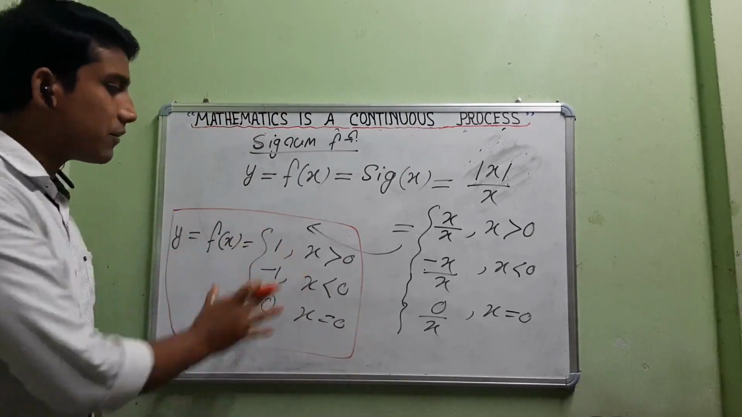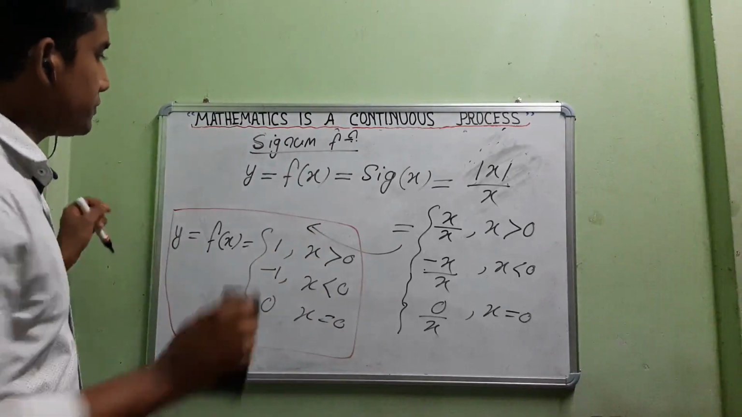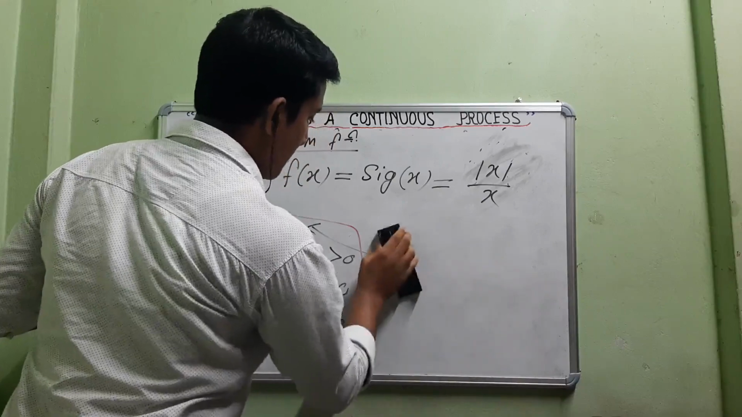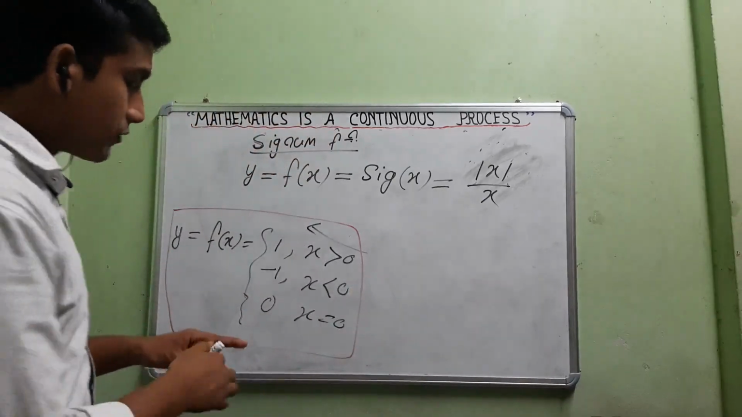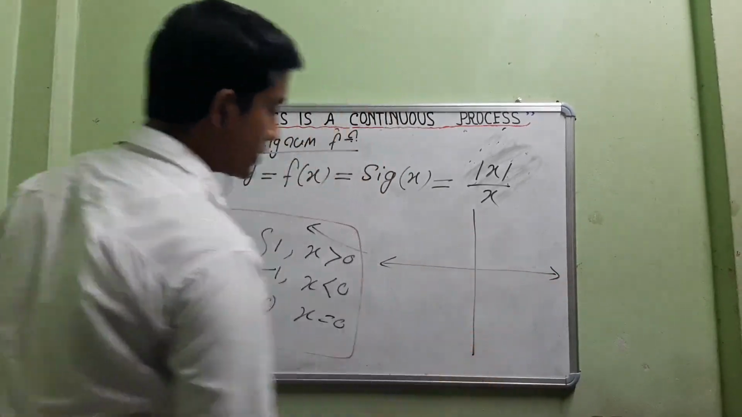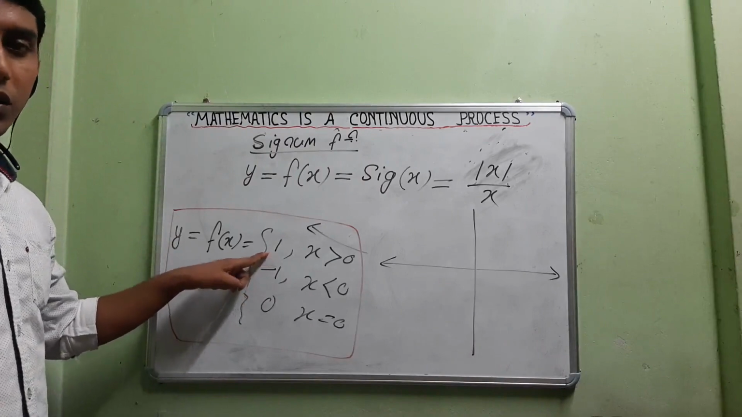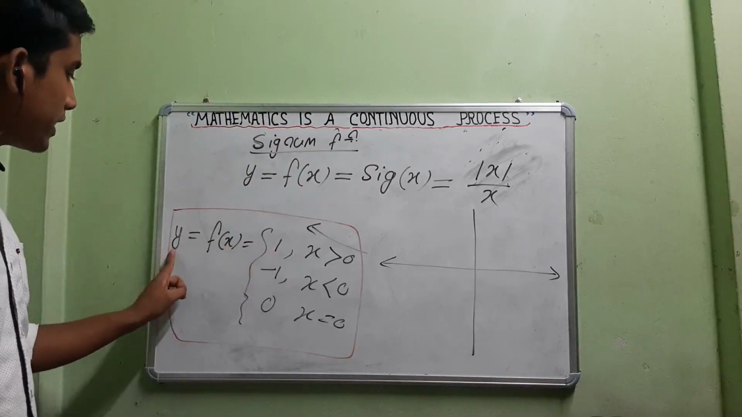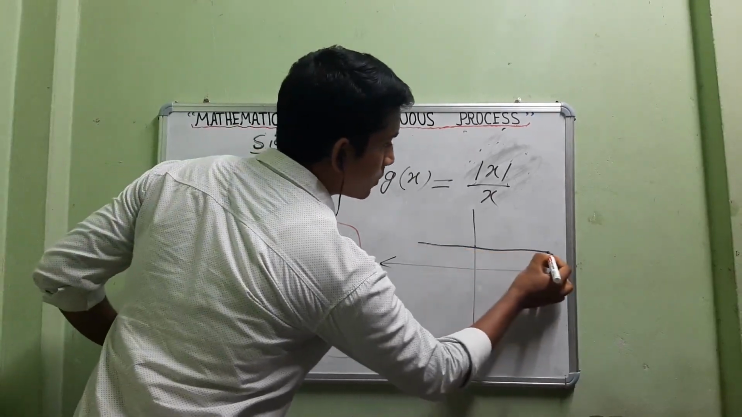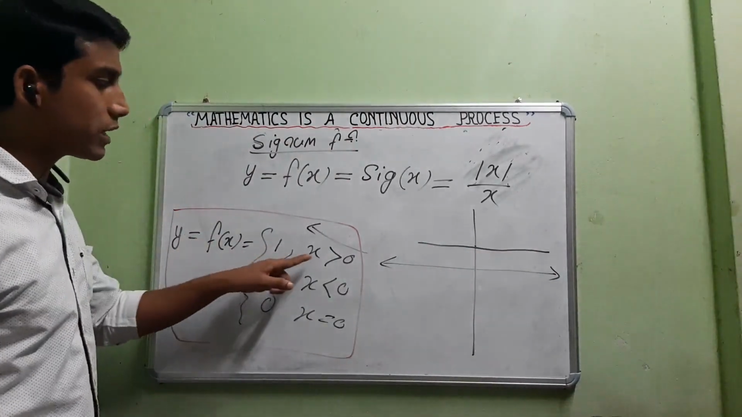Now depending upon this definition, we will draw the graph. Let me rub that part. The signum function graph will be drawn here. This is the coordinate system. Now tell me, f(x) equal to 1 is a constant function. At y equal to 1 we get a line parallel to the x-axis. So this is f(x) equal to 1, the first graph we have drawn.